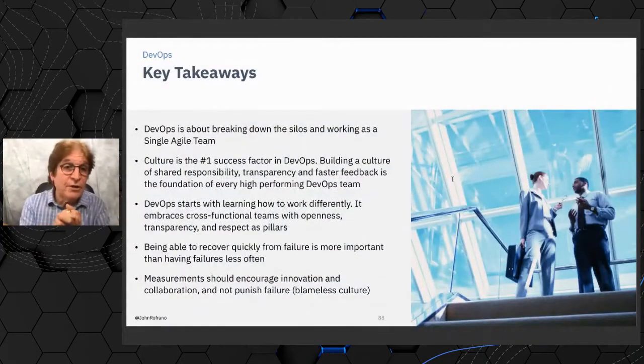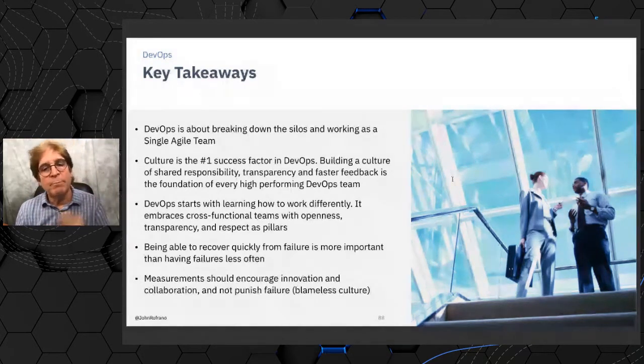So the key takeaways here, right? DevOps, breaking down the silos. Culture is number one. DevOps is working differently, measuring differently, being able to recover quickly from failure, and make sure you have a blameless culture, and that every failure seeks knowledge on how not to do it again.